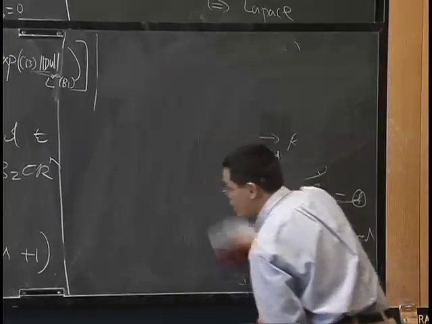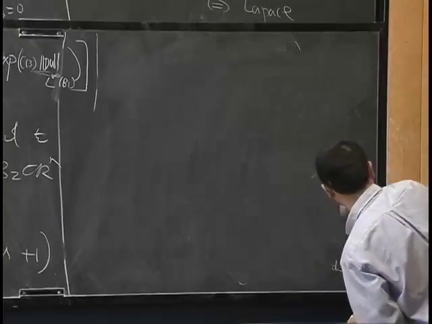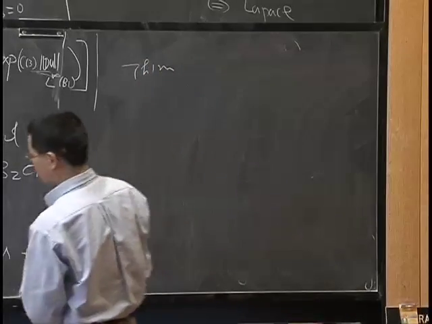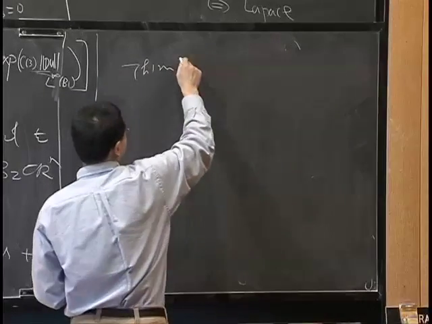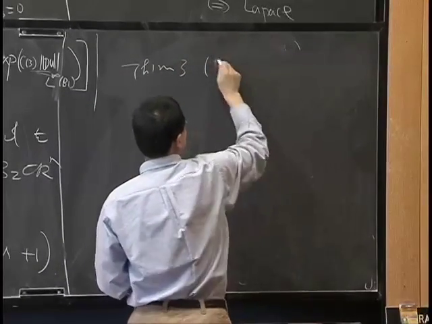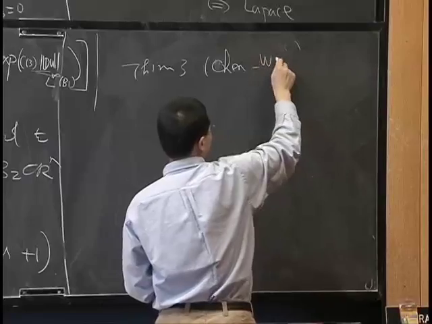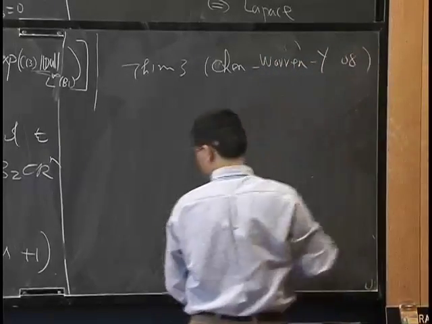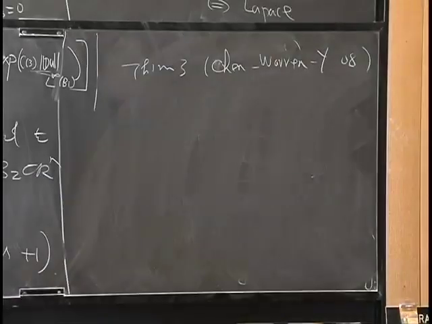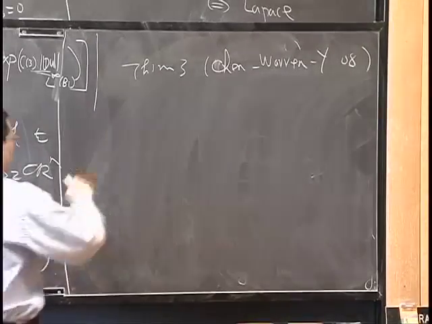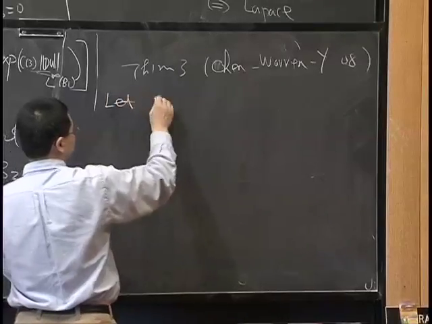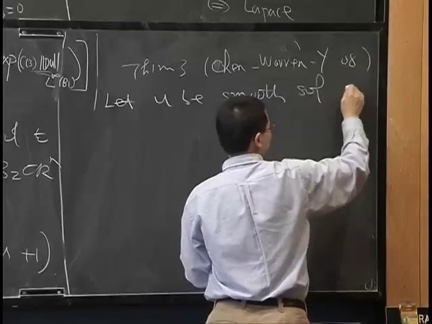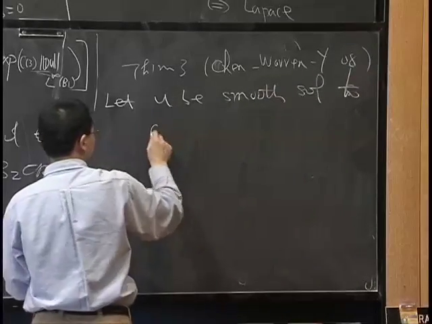In the convex case, you can handle all the things. Let me write this down. It's joint work with Chen and Warren, last year. Okay, so let U be a smooth solution to the arctangent equation.